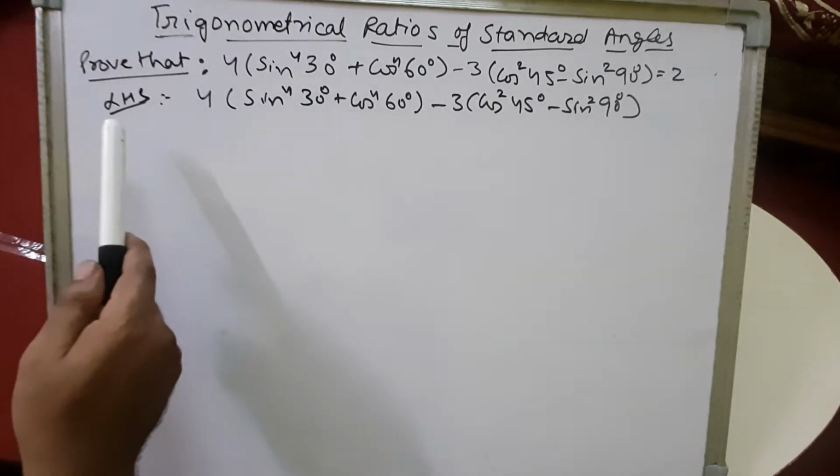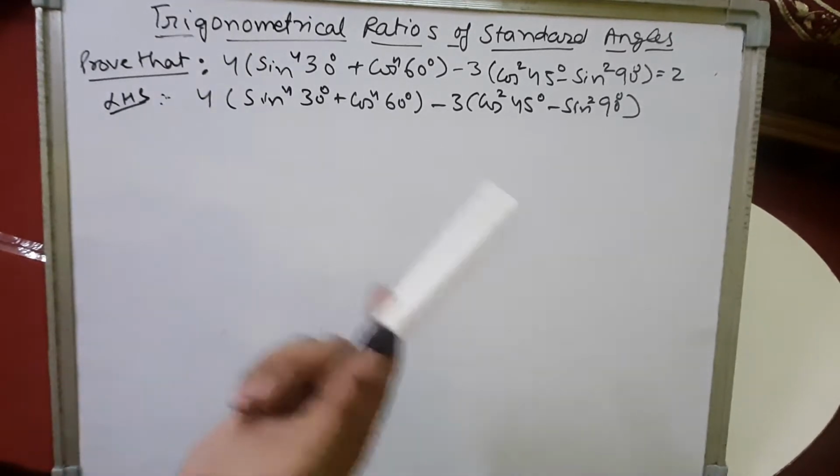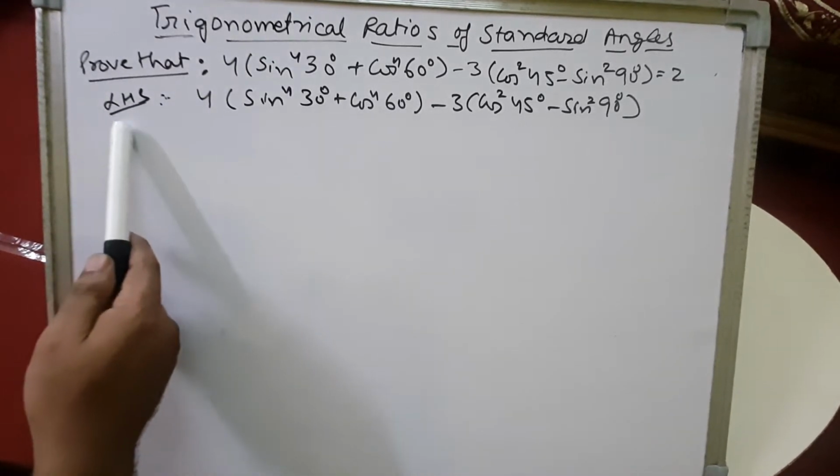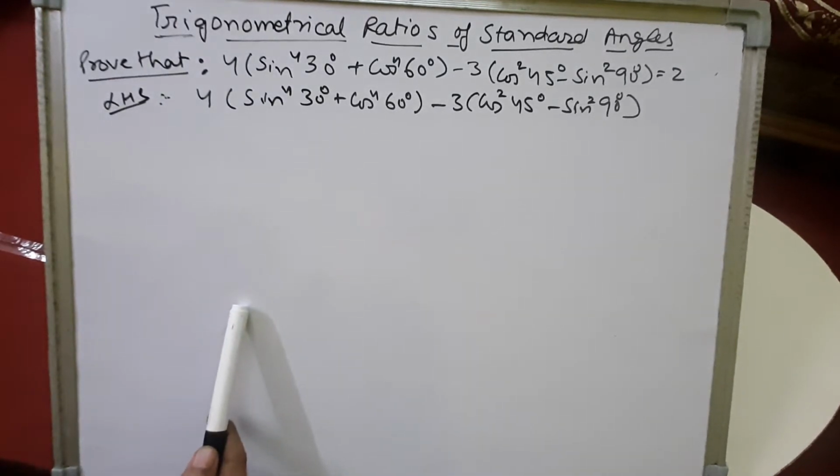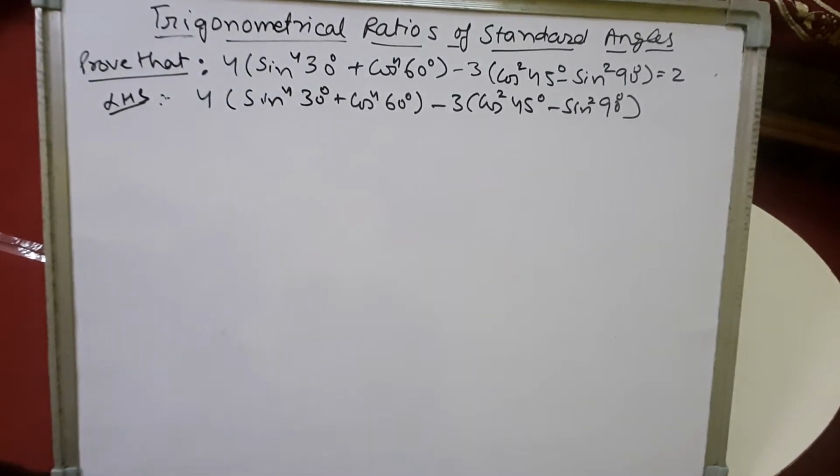So how are we going to prove this? We are going to pick one side and prove it equal to the other side. So we have picked the left hand side. We are going to simplify the left hand side, find its value, and then prove it equals the right hand side.